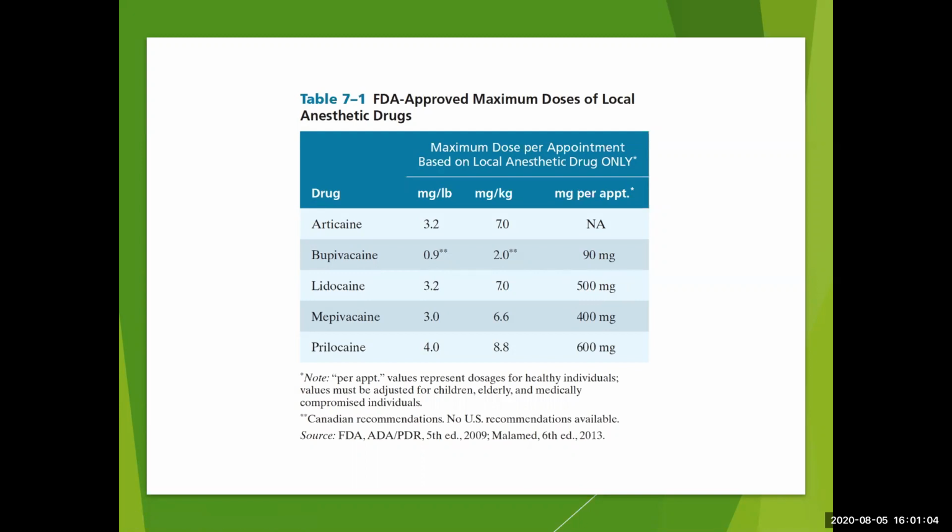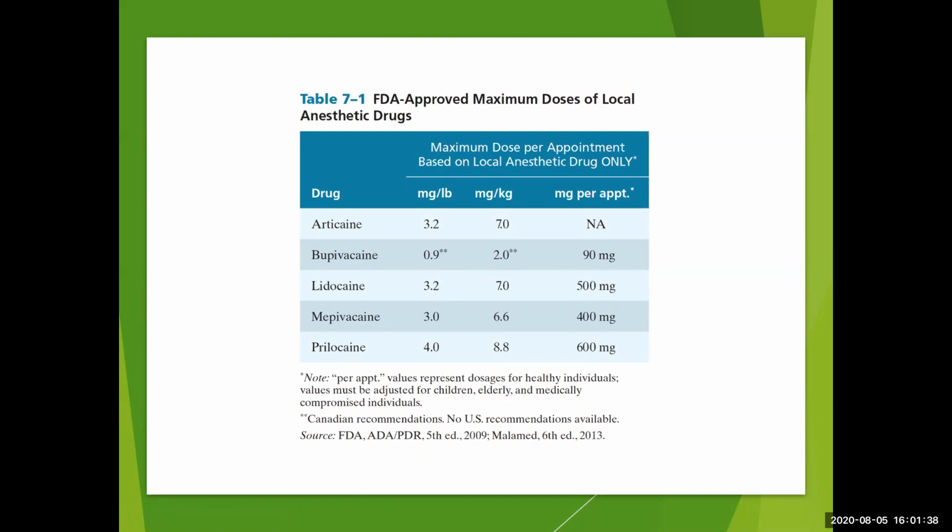So to illustrate this, let's take a 100-pound patient. Let's say your patient's 100 pounds and you want to determine the MRD of lidocaine for this patient. You would take 100 pounds times 3.2 milligrams per pound, and you would find that this patient has an MRD of 320 milligrams based on their weight. So this does not exceed the 500 milligram MRD total. So 320 milligrams will be your MRD for that patient.